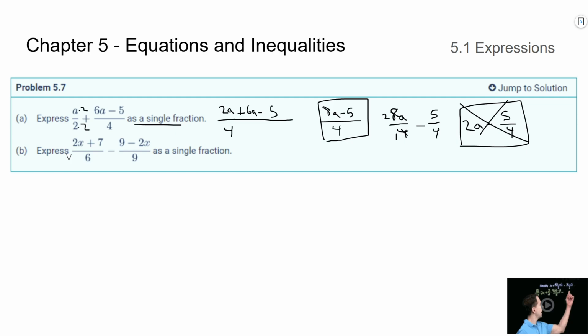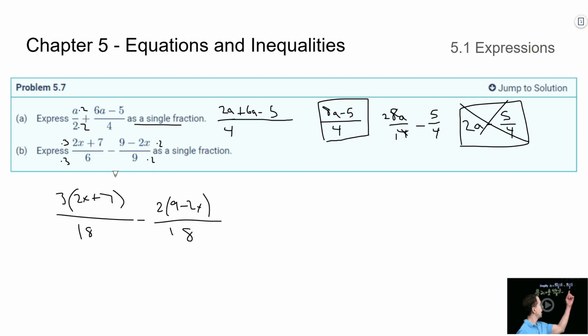So they don't have a common denominator. So what would be a common denominator? So we have 6, 12, 18 sounds like a common denominator. So if 18 is the denominator, it means we have to do times 3 and times 3. So let's go ahead and write this out. So 3 times 2x plus 7 over 18 minus, and then we have to multiply this side by 2 to get 18 on the bottom. So let's do 2 times 9 minus 2x all over 18.